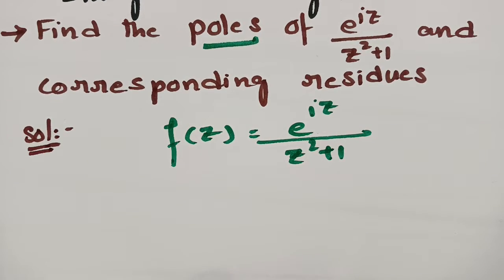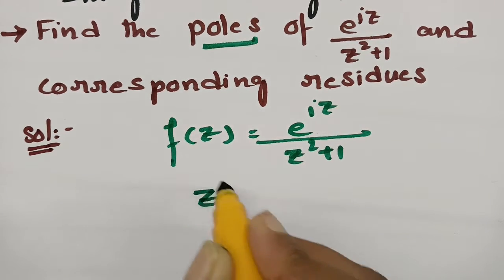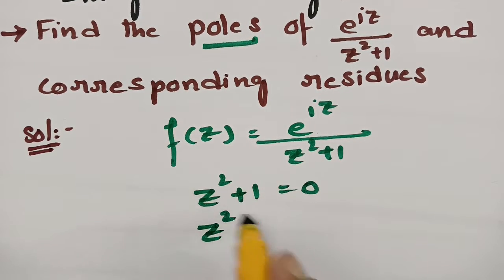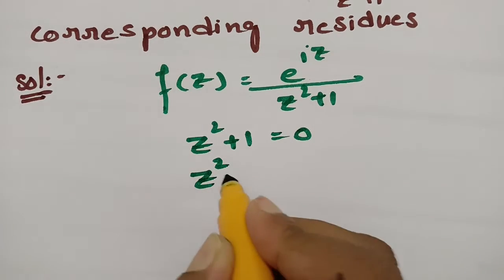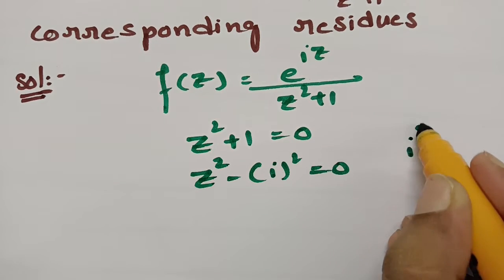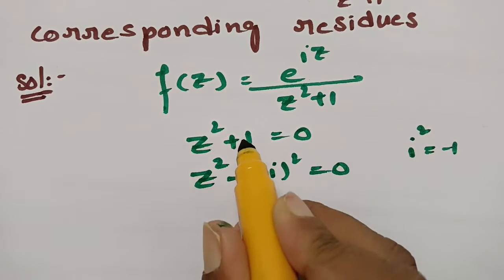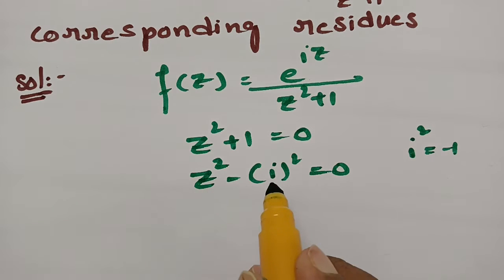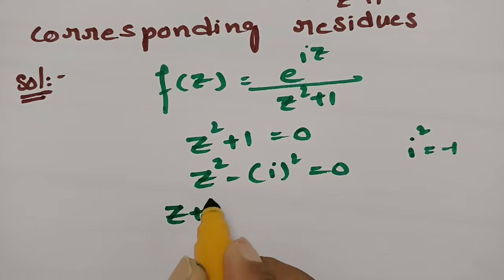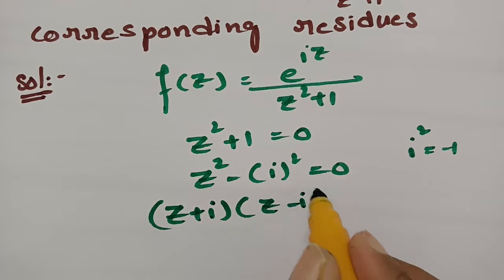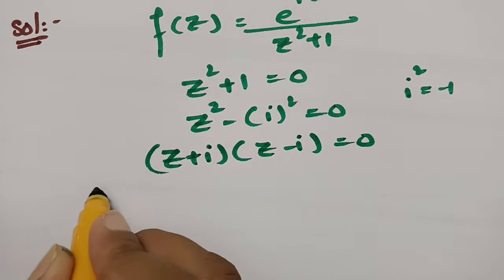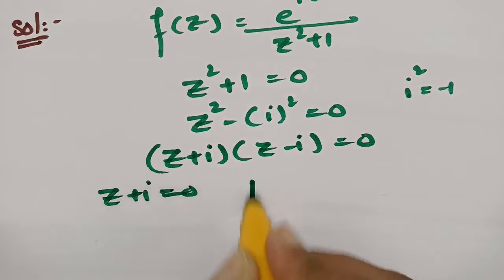In order to find the poles, we have to equate the denominator to 0. Here the denominator z square plus 1 is equal to 0. This can be written as z square minus i square is equal to 0, as you know i square is minus 1, and minus of minus is plus 1. Now this is of the form a square minus b square, so it can be written as a plus b into a minus b is equal to 0.